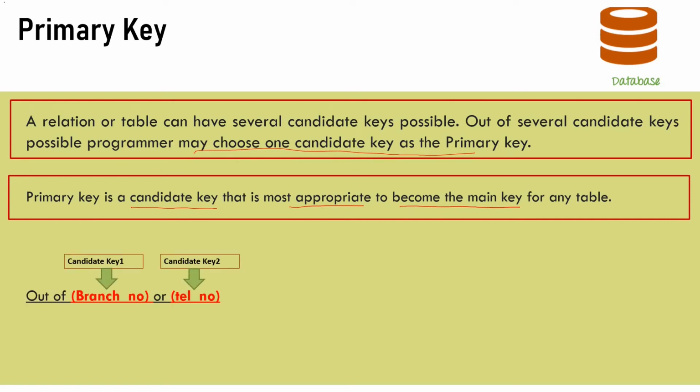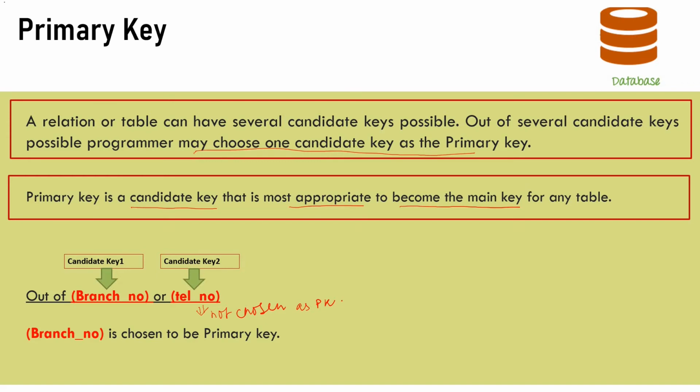Like branch number and telephone number: branch number is a candidate key, telephone number is also a candidate key. Then as a programmer, which attribute should I choose as primary key? Obviously branch number. Why not telephone number? Because if I choose telephone number as the primary key, then maybe a telephone number can be shared by two branches, isn't it? Or a single number cannot identify a single branch, or there is a high chance that the telephone number may change in the near future. So I should not choose telephone number to be the primary key. I will rather choose branch number as the primary key.